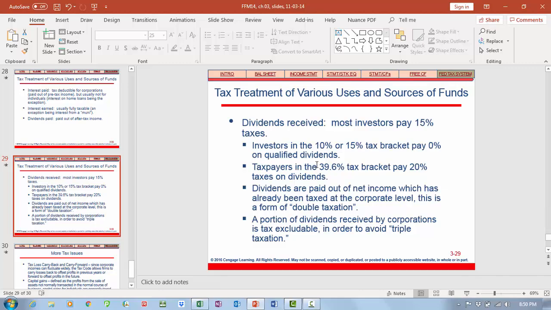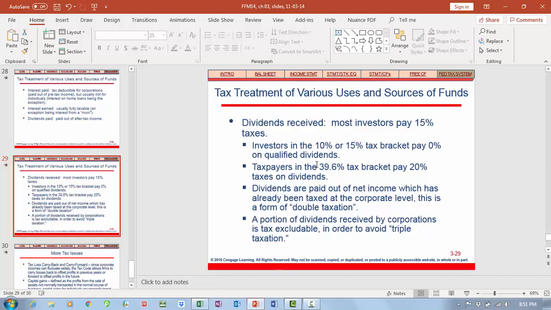So investors in the 10 to 15% tax bracket pay 0% on qualified dividends. Taxpayers in the 39.6% tax bracket pay 20% tax on dividends. Dividends are paid out of net income which has already been taxed at the corporate level. That's why it's sometimes referred to as double taxation.